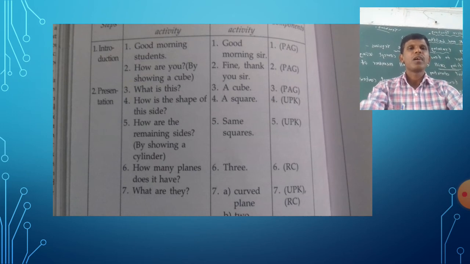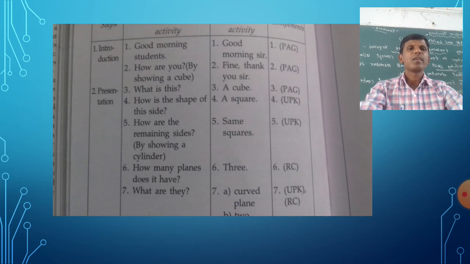Then after, the teacher asks, how are you? Then automatically we have to write the student activity: fine, madam. Thank you, sir or madam. This is also preliminary attention gaining. The second one, they start the presentation using the previous knowledge and all these things. This is called presentation.